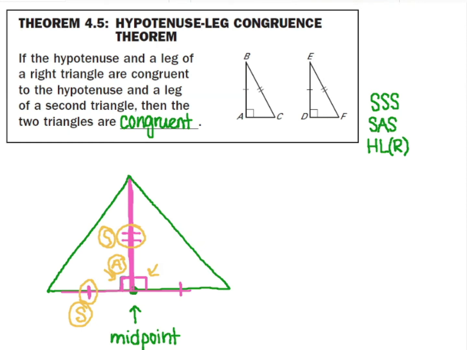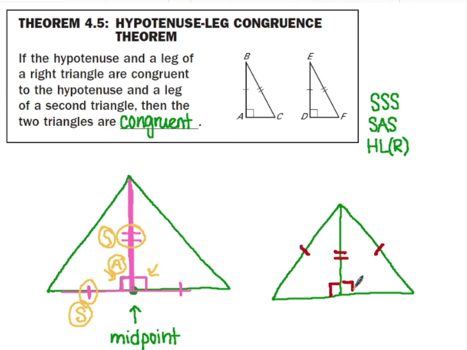So just because you see a right angle doesn't mean we're automatically going to use hypotenuse leg. You have to be really careful. The only time we'd be using hypotenuse leg is when we see the hypotenuses marked congruent, one of the legs marked congruent, doesn't matter which leg, and the fact that we have right angles. That would definitely be an HL setup. So once again, just because you have right triangles doesn't mean it's auto hypotenuse leg. You have to make sure you're looking at an actual hypotenuse and a leg marked congruent.